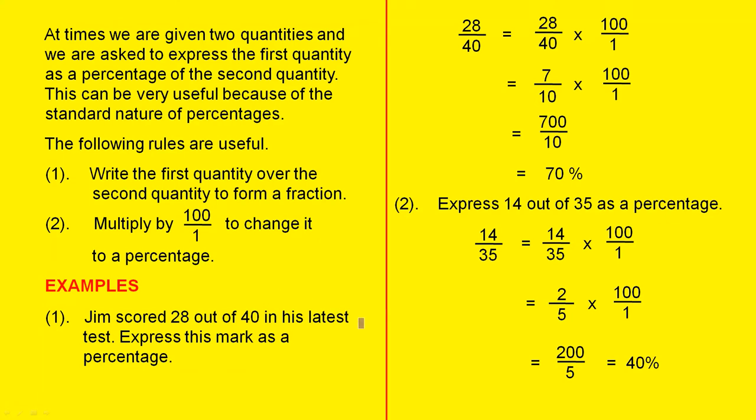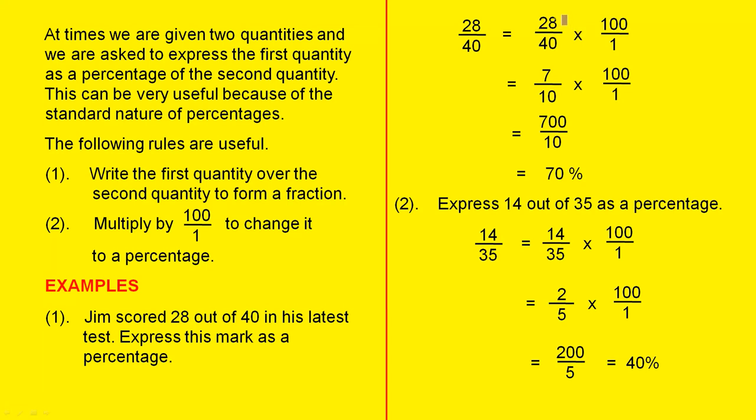Jim scored 28 out of 40 in his latest test. Express this mark as a percentage. So the first rule says, write the fraction 28 over 40. Multiply by 100 over 1. That's the second part of the rule. So that's the fraction, the 28 over 40. This part we're multiplying by 100 over 1.